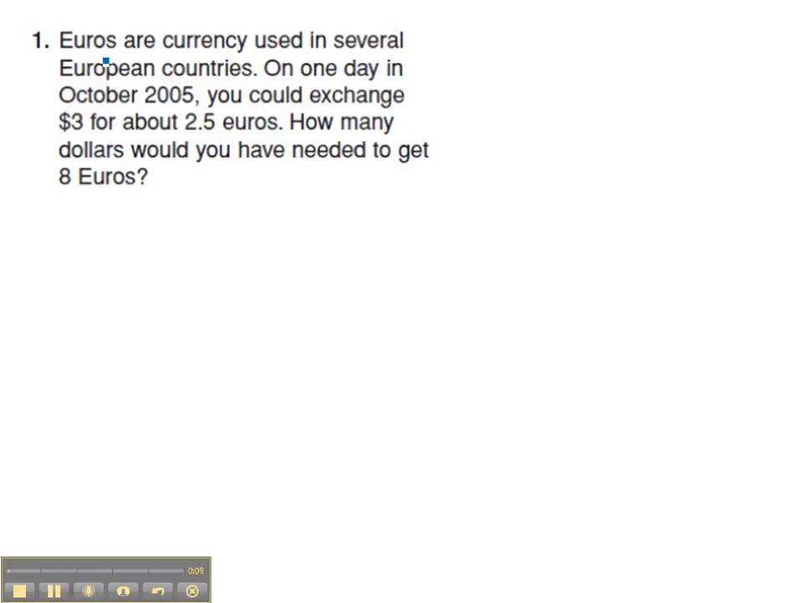The first problem says euros are currency used in several European countries. On one day in October 2005, you could exchange $3 for about 2.5 euros. How many dollars would you have needed to get 8 euros? So we're comparing dollars to euros, so let's make our ratio table.